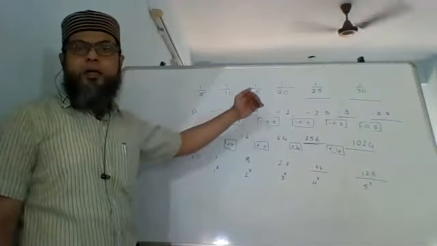Now, instead of writing term 1, term 2, I write this as T1, this as T2, T3, T4, T5, and so on. The first term is called T1, the second term is called T2, the third term is called T3, and so on. You have multiple terms. Okay, we can also write it like this.